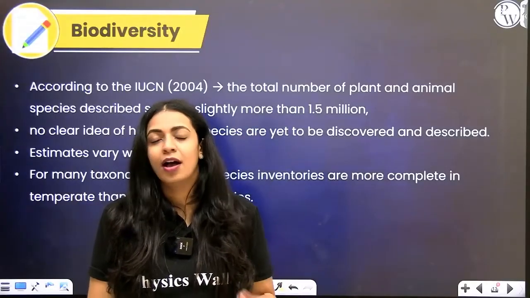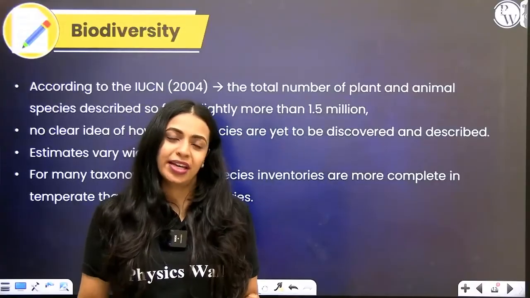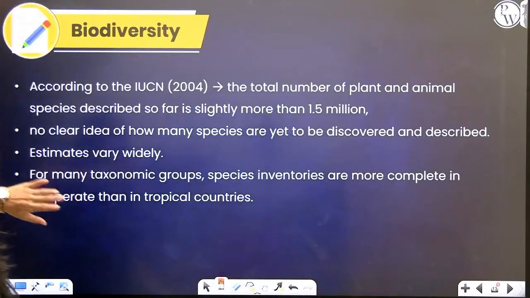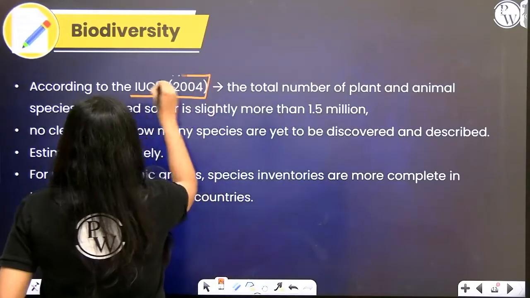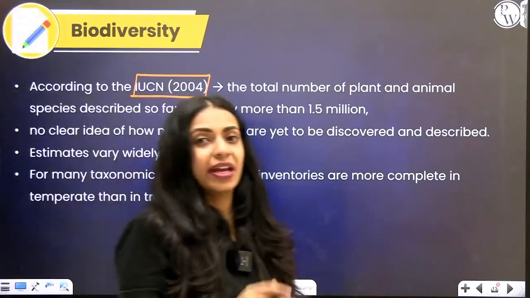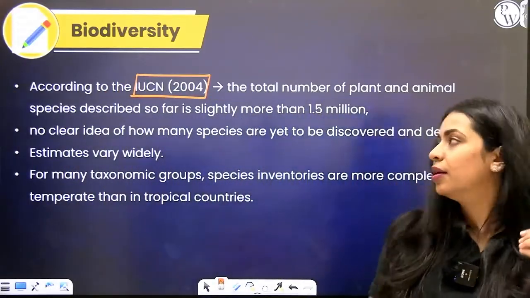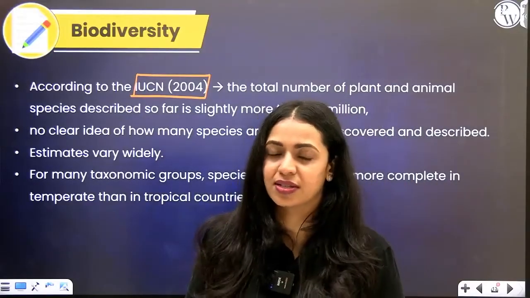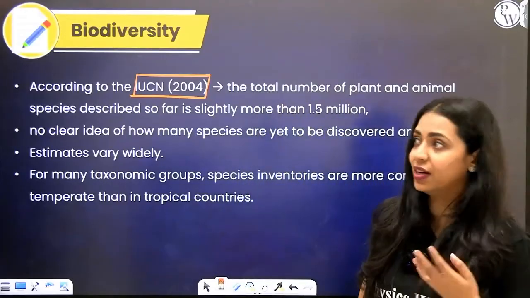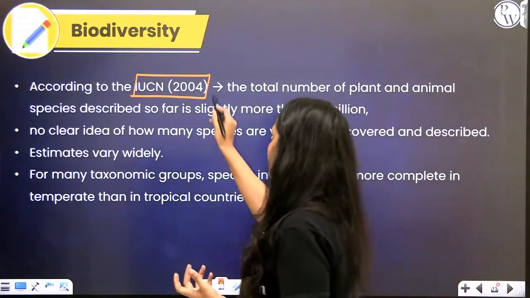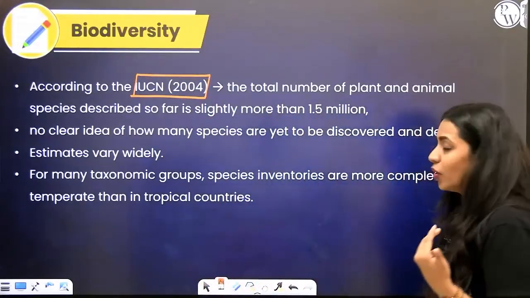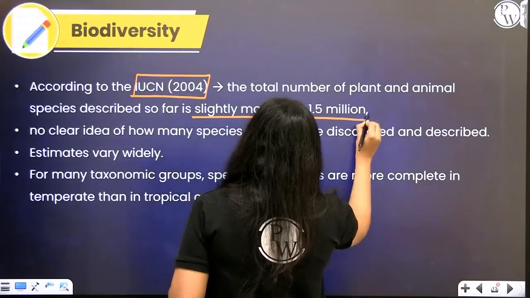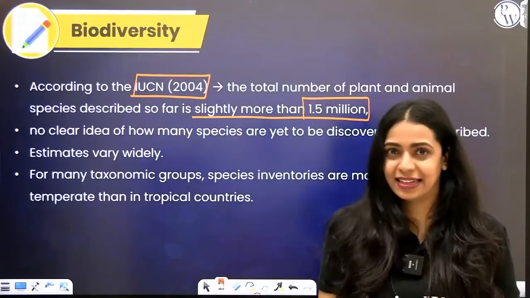Globally, what is the biodiversity, and then we'll talk about what is the biodiversity that we find in India, right? According to the IUCN, International Union for Conservation of Nature and Natural Resources. According to the IUCN's 2004 report, the total number of plants and animals that have been described so far is slightly more than 1.5 million.